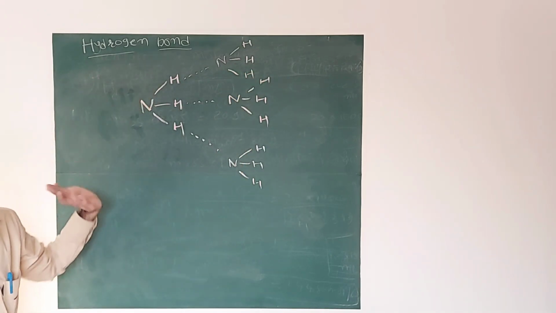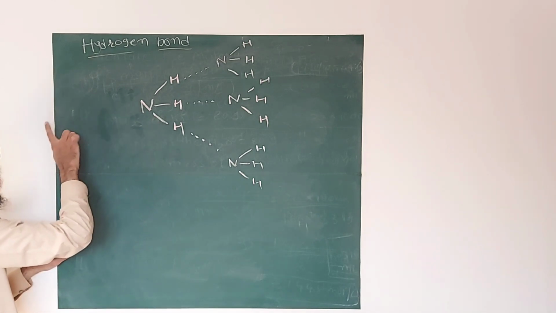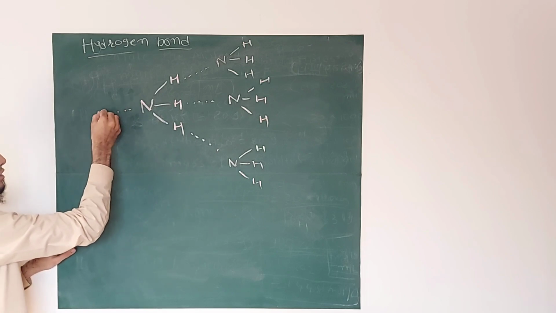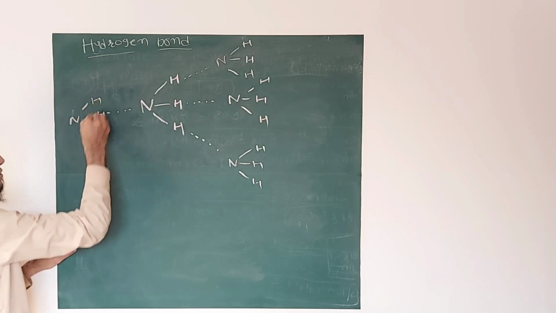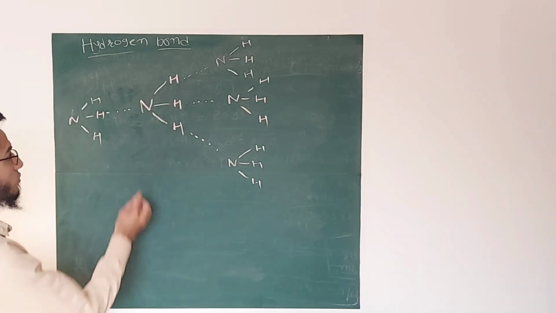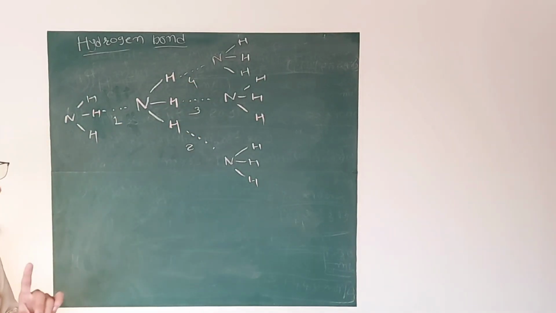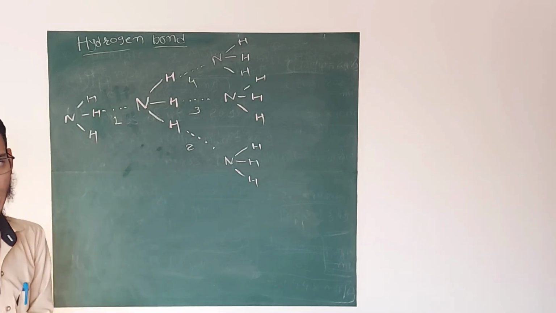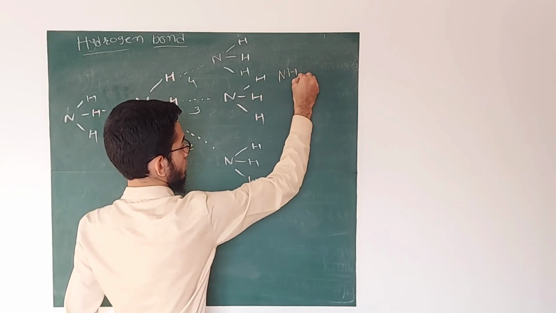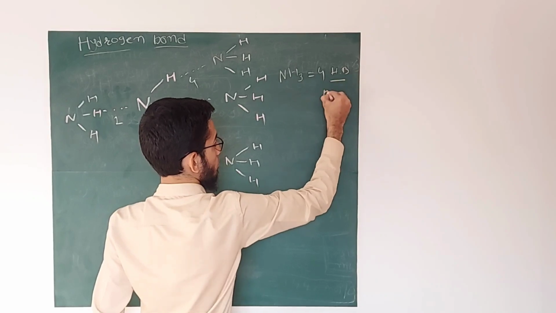All hydrogens are covered. So the next is nitrogen. This nitrogen can make a hydrogen bond with the hydrogen of another ammonia molecule. So you can see clearly that first is this, second, third and fourth. So one ammonia molecule can make four hydrogen bonds per molecule. So for NH3, four hydrogen bonds per molecule.